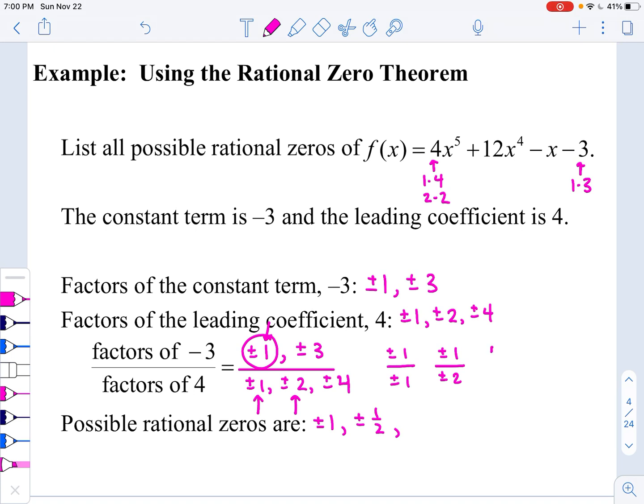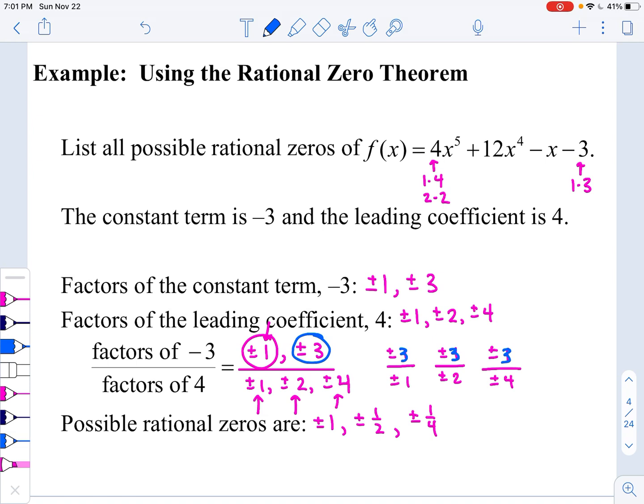Stick with our positive and negative 1. Our last piece that we have on the bottom is positive or negative 4, which means that we could have a plus or minus 1/4. I took care of all the possibilities with 1 on top. Now I need all the possibilities with 3 on top. And guess what I'm going to do? I'm going to do the same thing, but I'm going to put a 3 and a 3 and a 3, and let's see what we have.